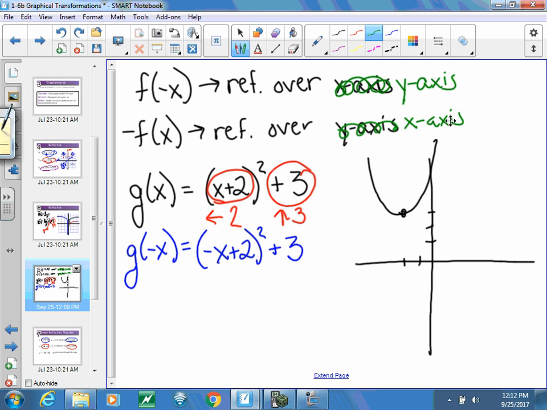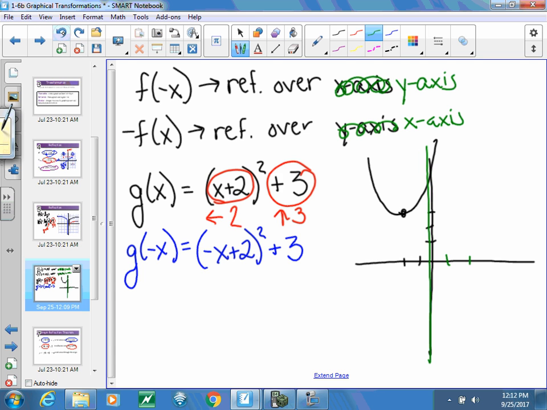So when I look at this here, that negative x inside of there is telling me that I'm going to reflect this over the y-axis. Here's my y-axis. That point now of negative 2, positive 3 is going to become positive 2, positive 3, and there's my reflection over the y-axis.